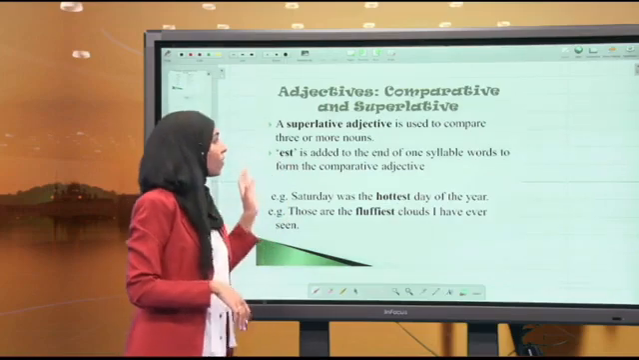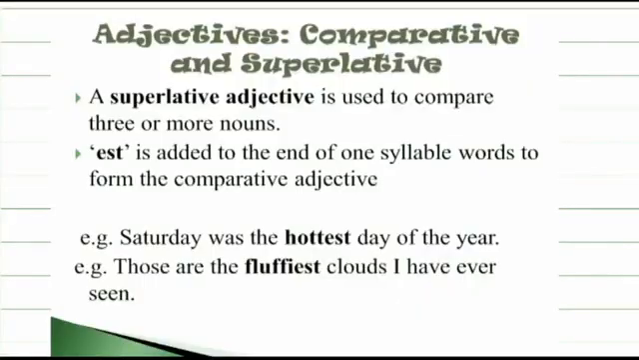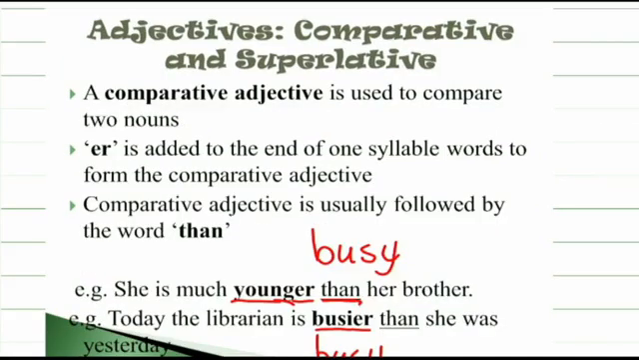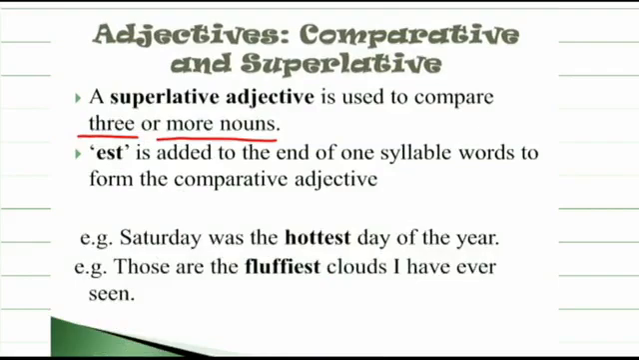So a superlative adjective is used to compare 3 or more nouns. Here's the difference. You have 3 or more nouns. With comparative adjectives, we compared 2 nouns only. Your superlative is used to compare 3 or more nouns. EST is added to the end of a word to make it superlative. So we had ER to make it comparative, and now we have EST to make it superlative. So here's how we can use that in a sentence. Saturday was the hottest day of the year.